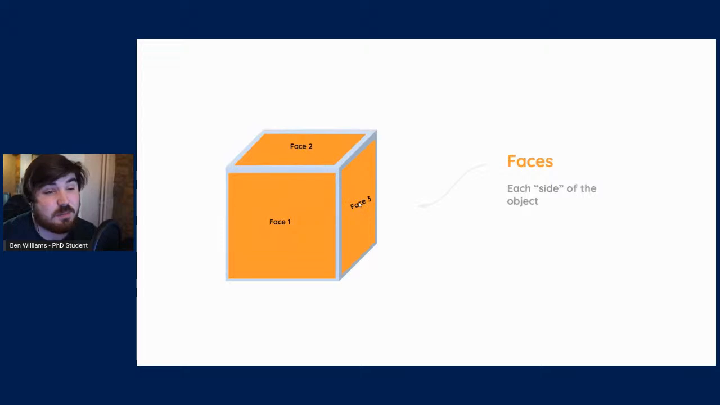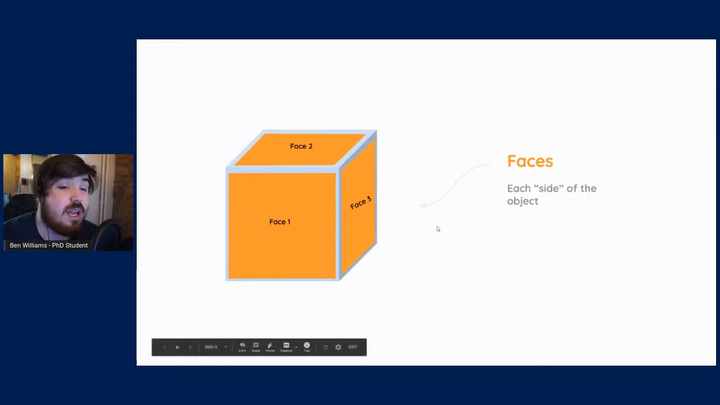The second is something we all know really, the faces. So the faces of a cube are just the sides of the cube, right? You can't see it in this diagram, but there's another face on this side of the object and this side, and there's a bottom face as well.